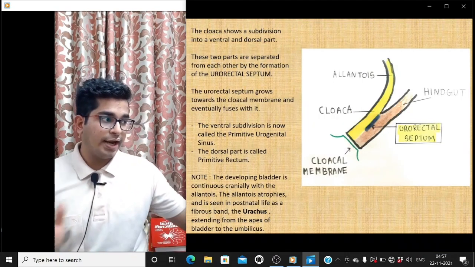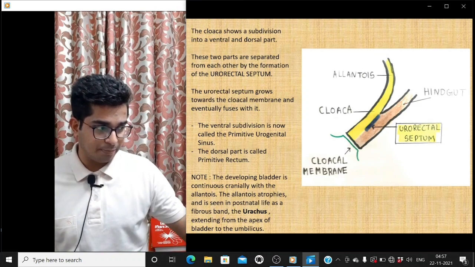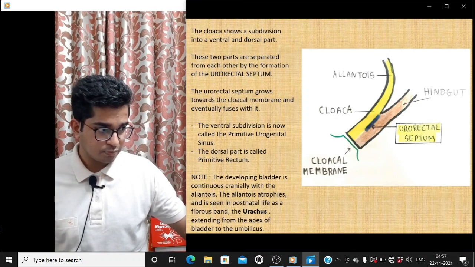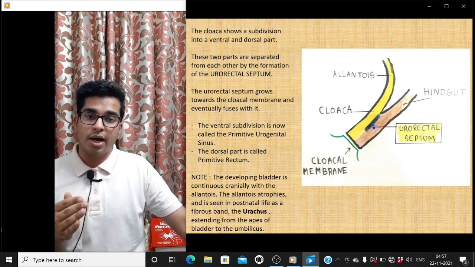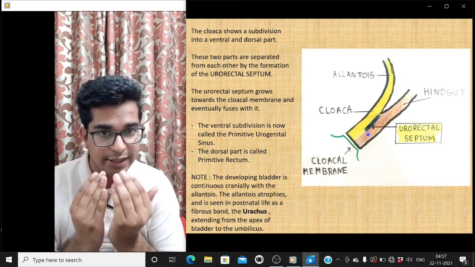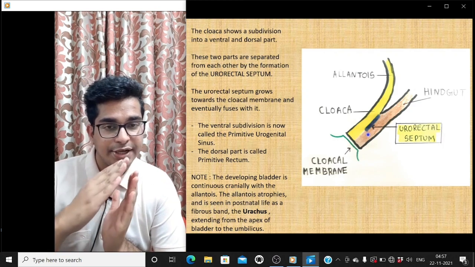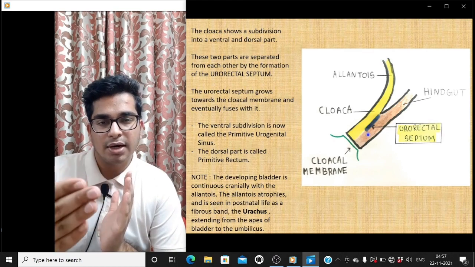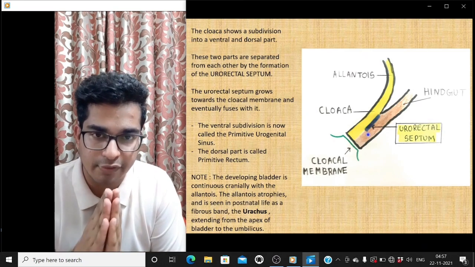We have the cloaca, right? Then from the upper aspect we have a urorectal septum developing. This is the urorectal septum. It divides the cloaca into two parts, the anterior part and the posterior part. Okay, so the anterior part will have a different development and the posterior part will have a different developmental phase.